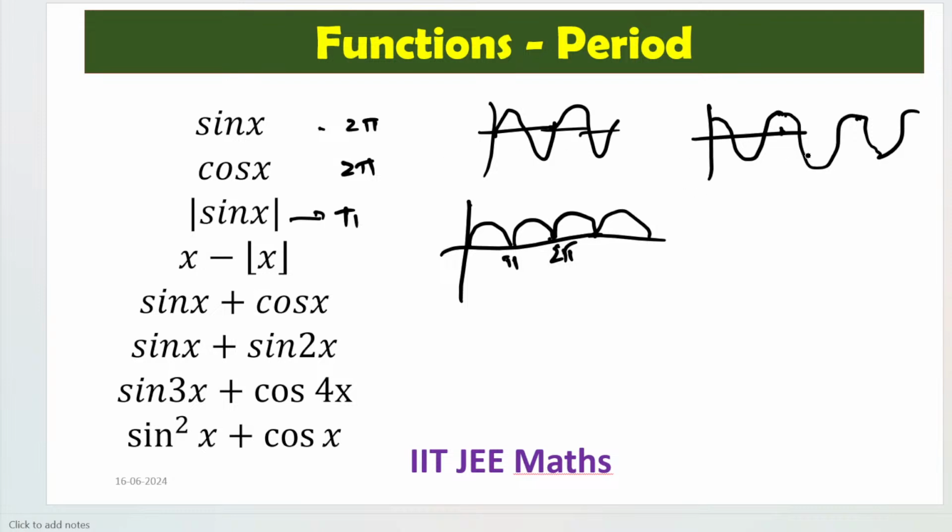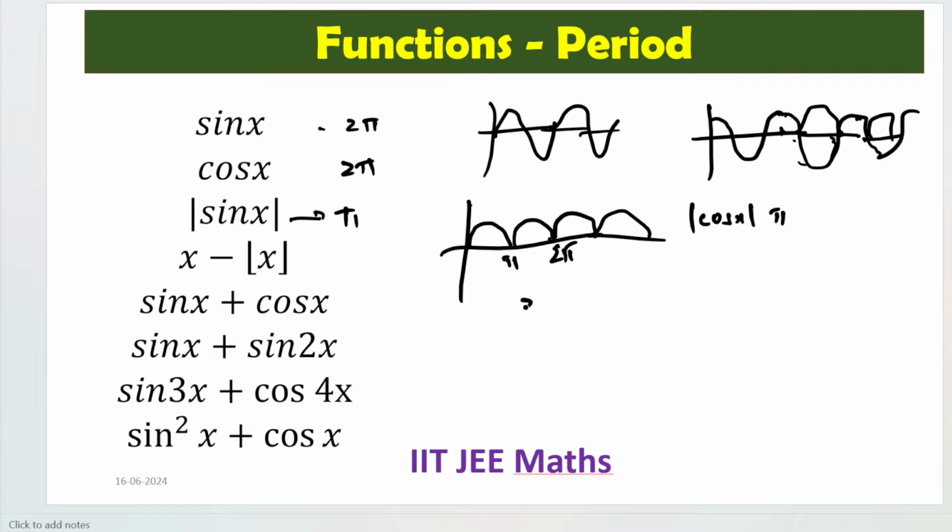Cos x also it's the same thing. There's a bottom half between every pi, right? So this will also come to the top. So this is also repeating itself. If it is absolute value of cos x, it is also pi. Okay.